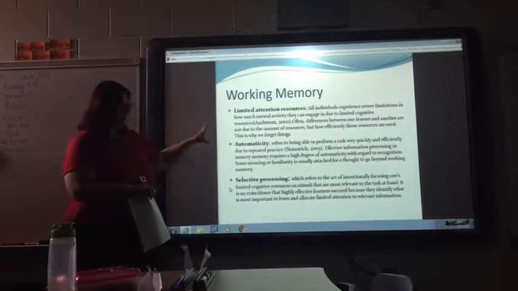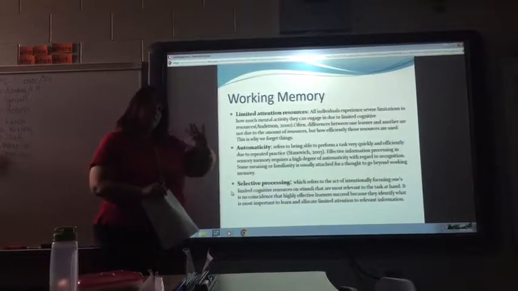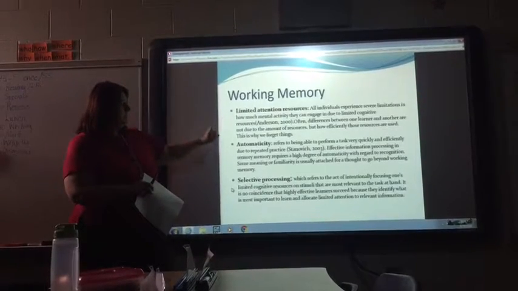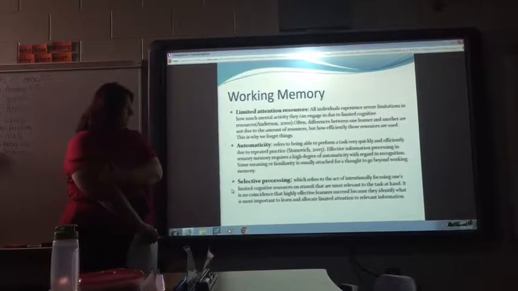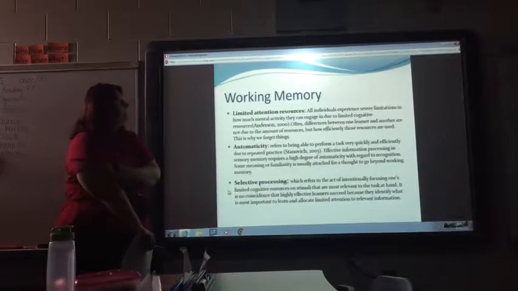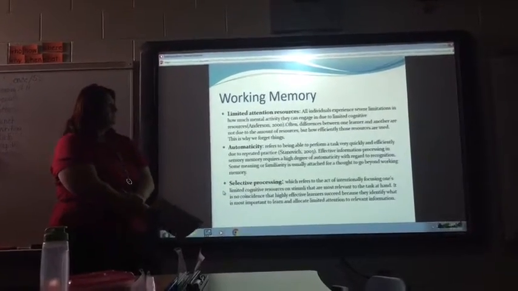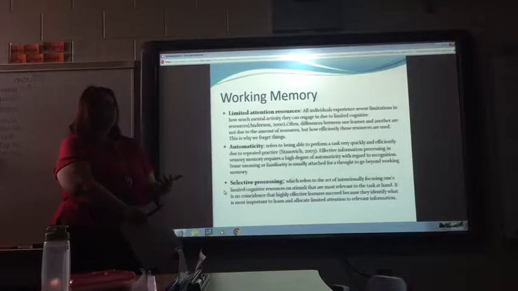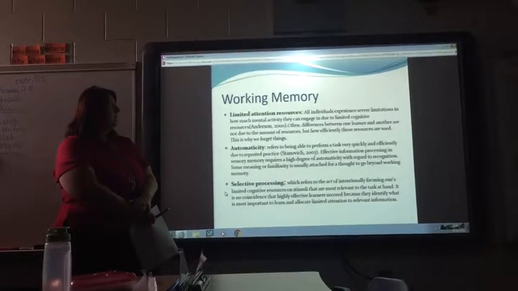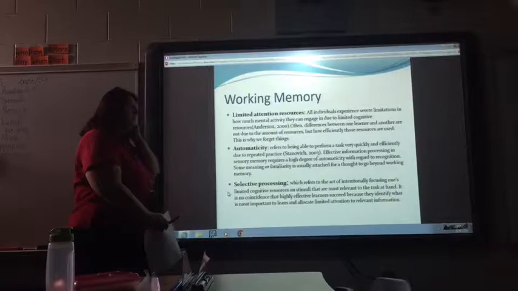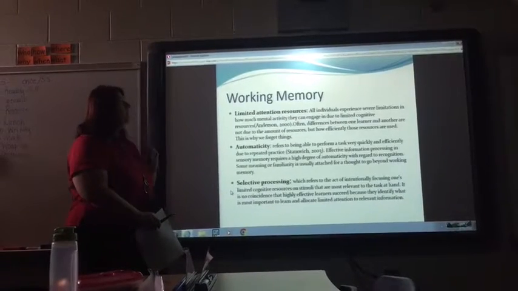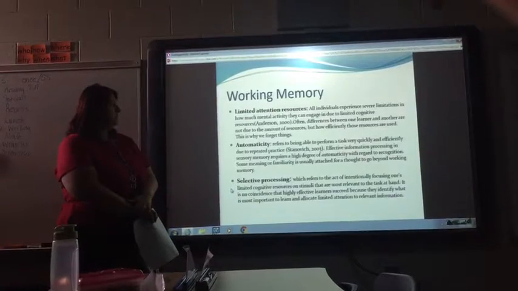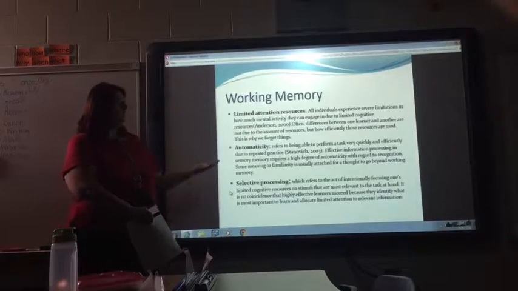Working memory has three parts. This is the next step in the diagram. It includes limited attention resources, automaticity, selective processing. Limited attention resources: all individuals experience severe limitations in how much mental activity they can engage in due to limited cognitive resources. Often differences between one learner and another are not due to the amount of resources, but how efficiently those resources are used. And I put, this is why we forget things.